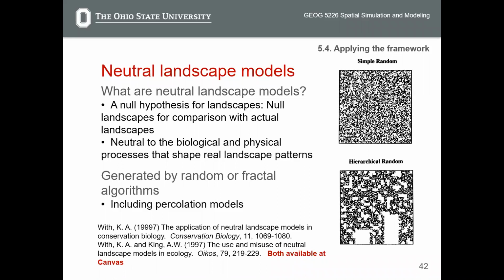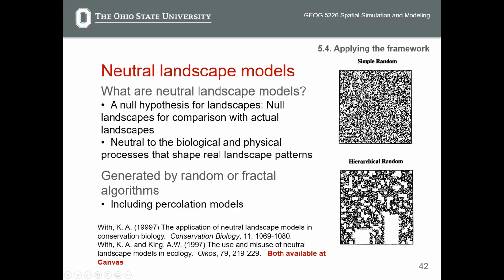So what are these? You can consider them as null landscapes for comparison with actual landscapes. So landscapes are formed by different land cover types, right? And these null models can be considered as a baseline. They're ideal, they're simple. That's the reason why they are baseline. You can compare the real landscapes with them. Here on the right side, we have two null landscapes.